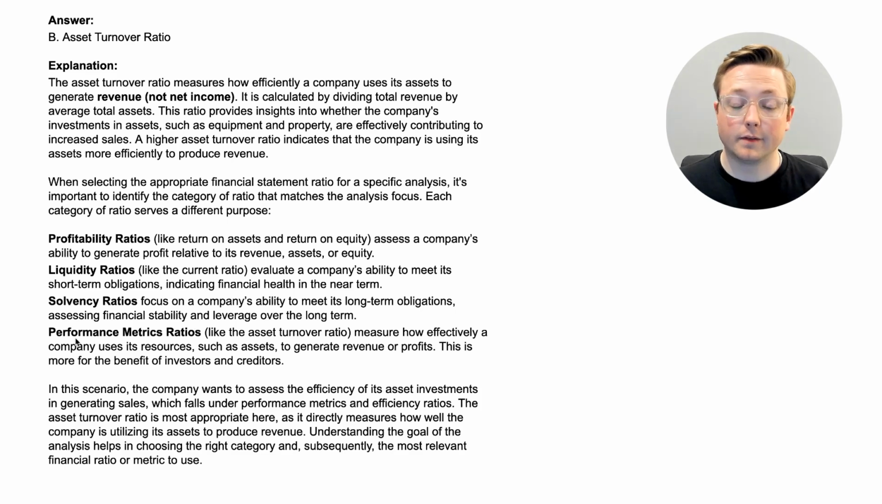Solvency ratios focus on a company's ability to meet its long-term obligations, assessing financial stability and leverage over the long term. And then finally, performance metrics ratios, or just performance metrics. These are different, and they're not necessarily like profitability ratios. They might be a little bit confusing. Sometimes I found that myself, that I was thinking some of the profitability ratios were performance metrics and vice versa. They measure how effectively a company uses its resources, such as assets, to generate revenue and profits.